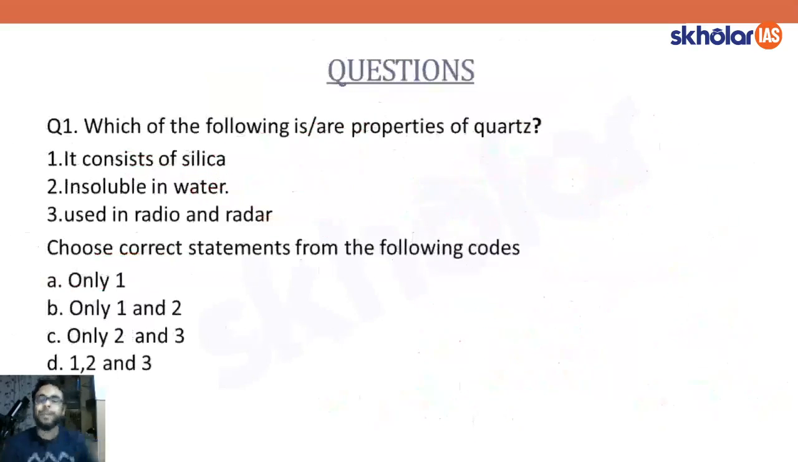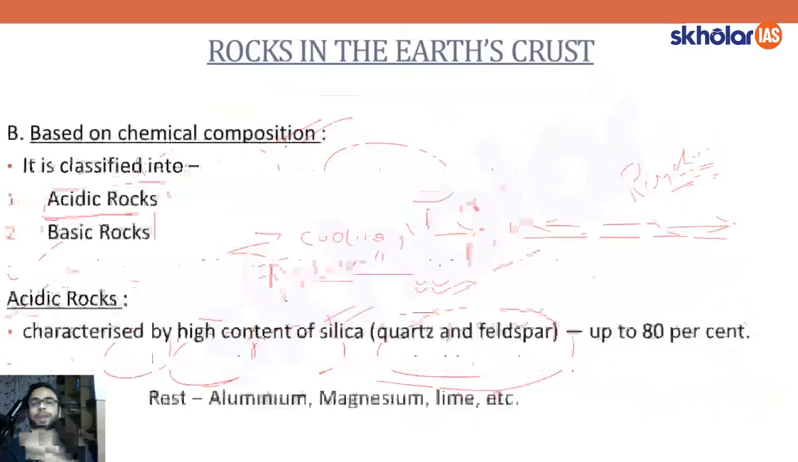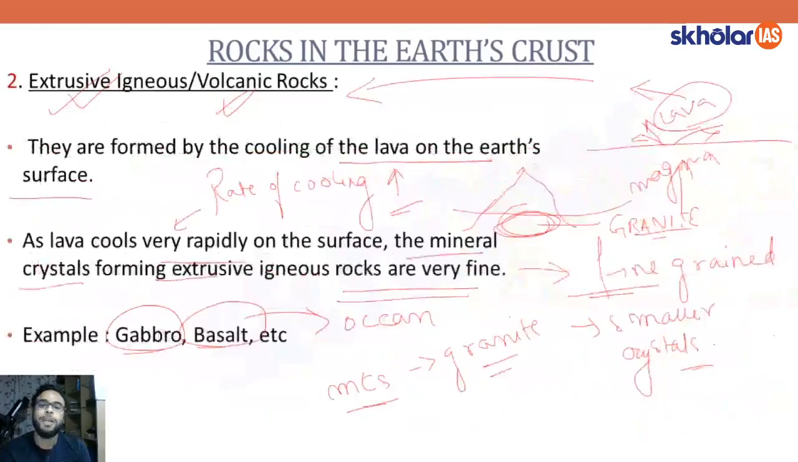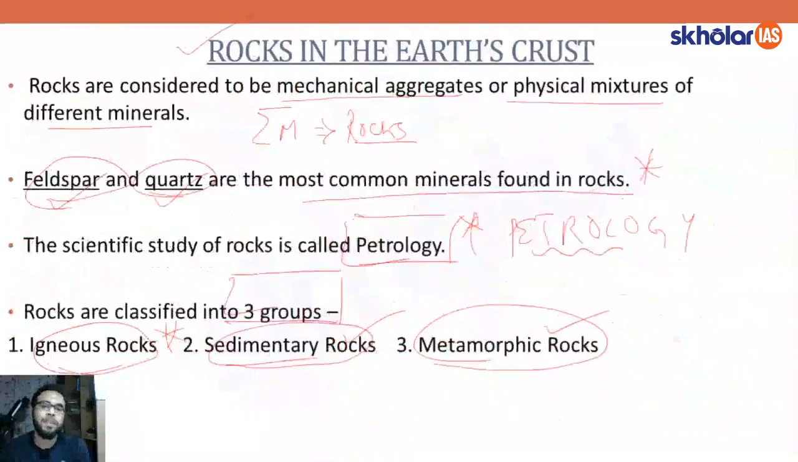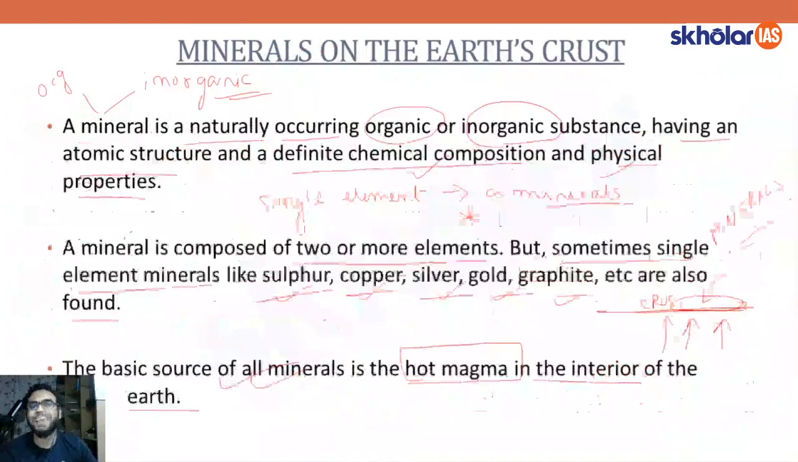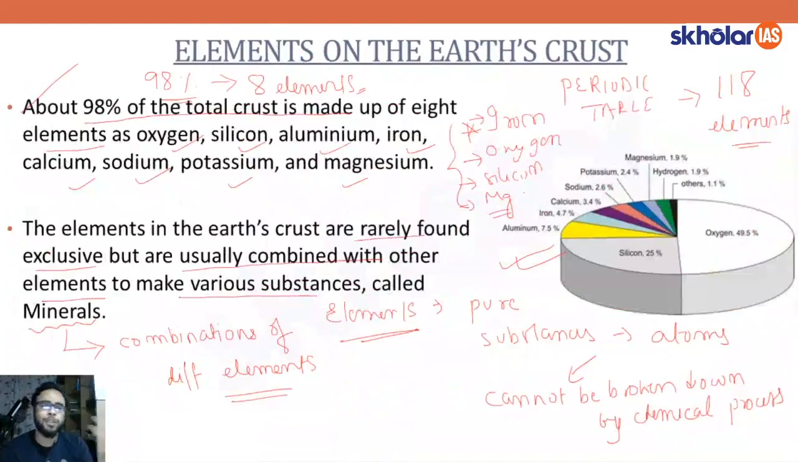Now before going into the question section, let us do a quick recap. So what did we learn today? The first thing that we learned today is about elements. So what are elements? Elements are pure substances having atoms, and these cannot be broken down by chemical processes, right? So when these elements combine, it results in formation of minerals.